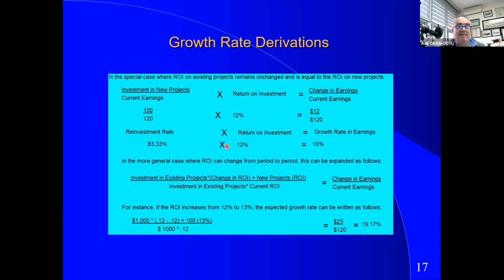So notice that the improvement from 10 to almost 19% is coming from two sources. One is the new investment earning 13%. Two, the old investments are also improving, creating 9 additional percentage points of growth in this year.